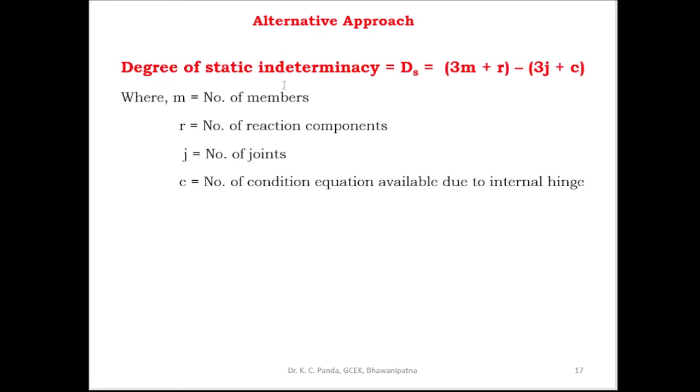So this is the degree of static indeterminacy. You can find out ds is equal to 3m plus r minus 3j plus c. When there is no internal hinge, in that case the degree of static indeterminacy is equal to 3m plus r minus 3j. But if there is an internal hinge, in this case the degree of static indeterminacy is equal to 3m plus r minus 3j plus c, where m is the number of members, r is the number of reaction components, j is the total number of joints, and c is the number of condition equations available due to the internal hinge.